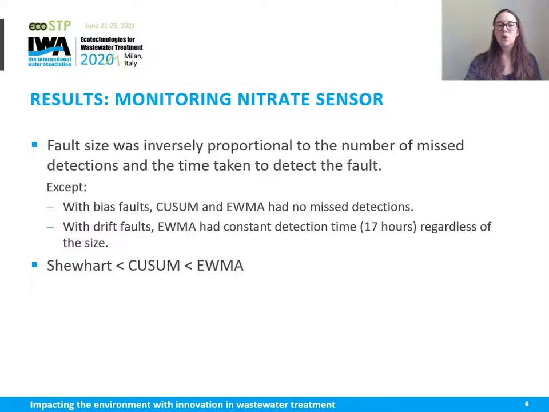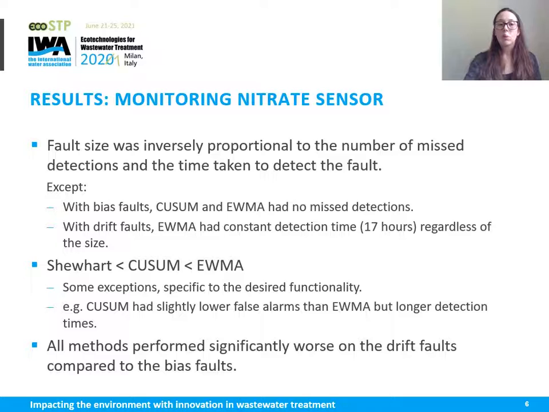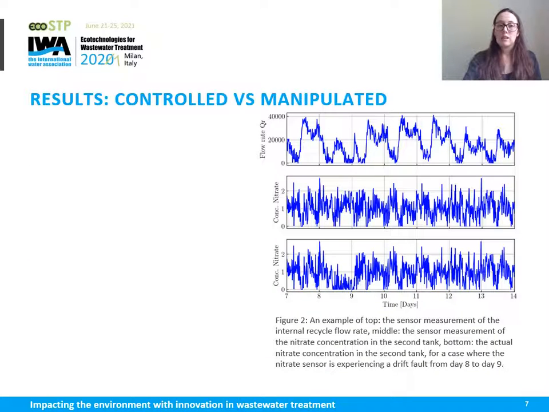Secondly, the methods performed in the listed order, considering the three comparison criteria. If one had a higher priority, there may be exceptions to this ordering. Finally, all the methods performed significantly worse for the drift faults than the bias faults, which leads us into the next result, monitoring the internal recycle flow rate.